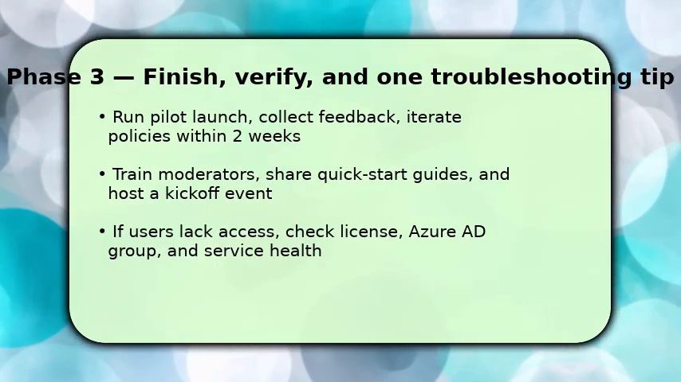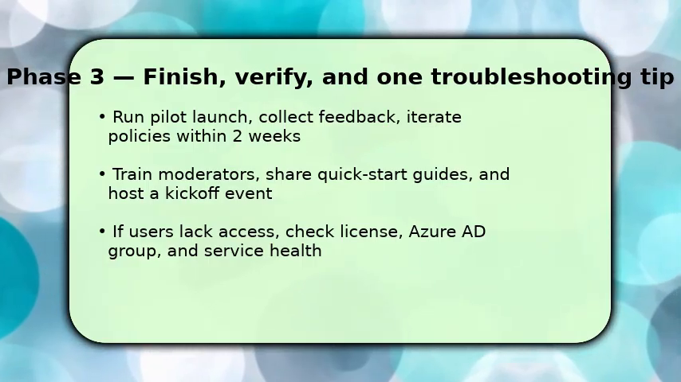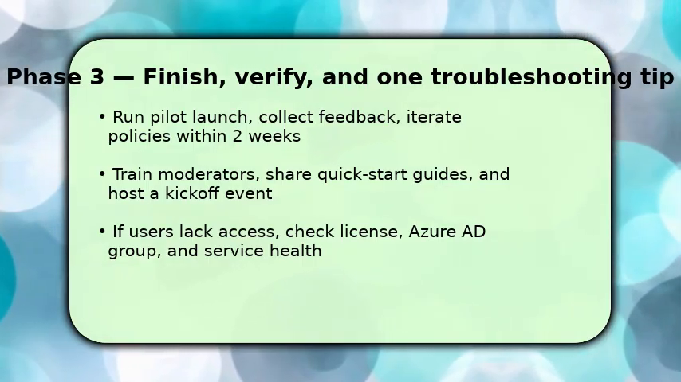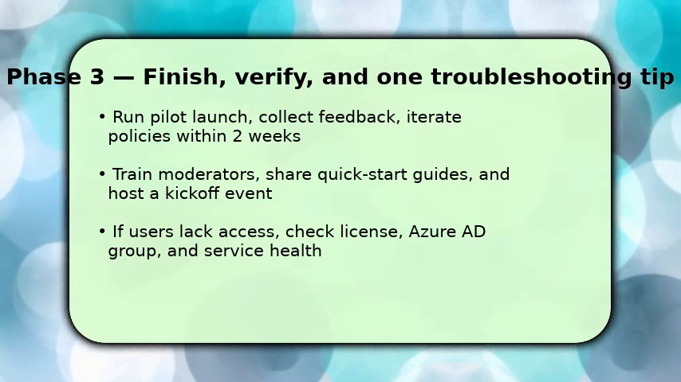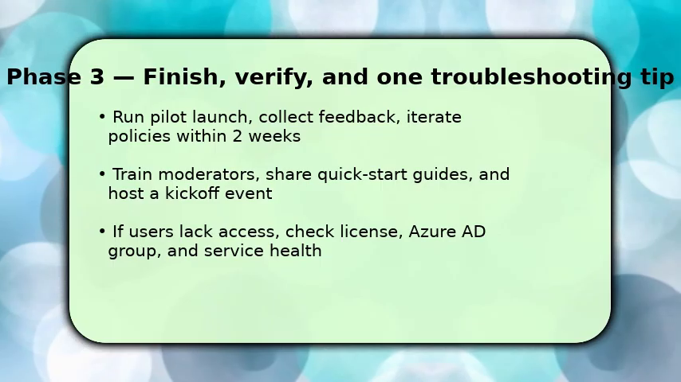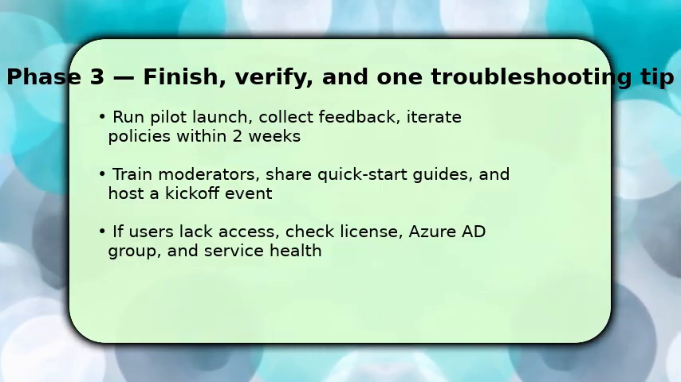If someone cannot access Viva Engage, immediately check their license assignment, Azure AD group membership, and Microsoft 365 service health. These are the usual culprits. Finally, adjust notification and guest access settings to prevent unexpected information leaks and to close the loop.